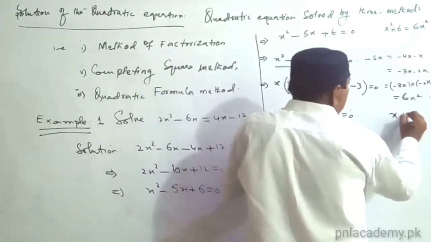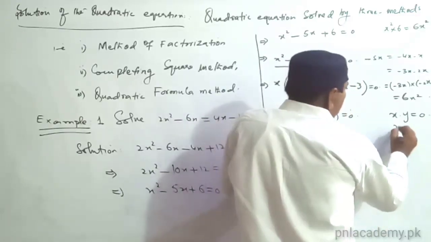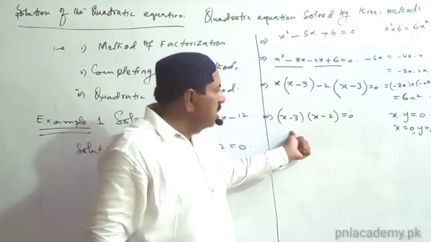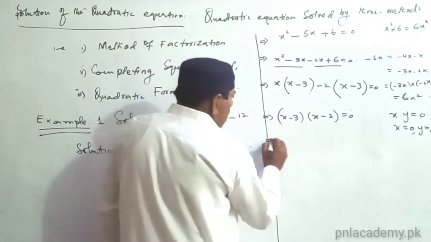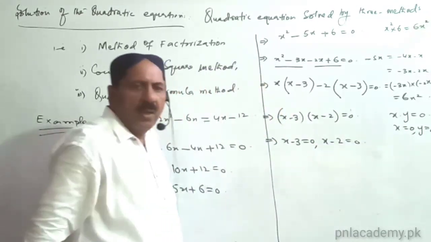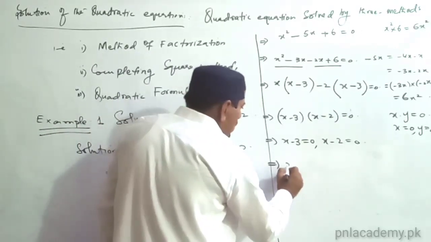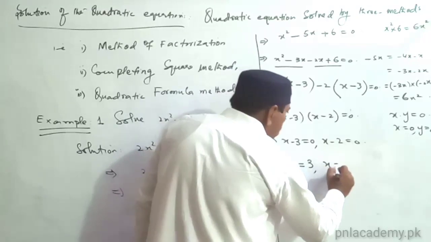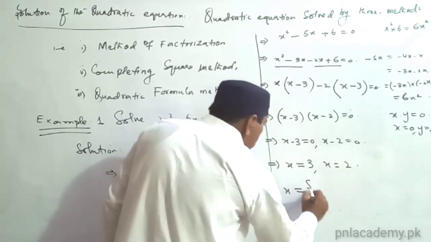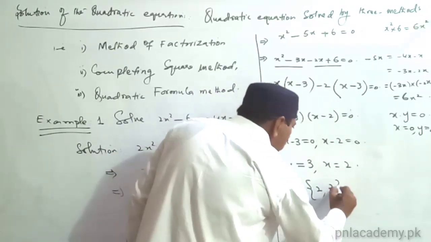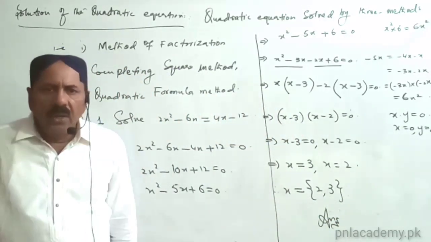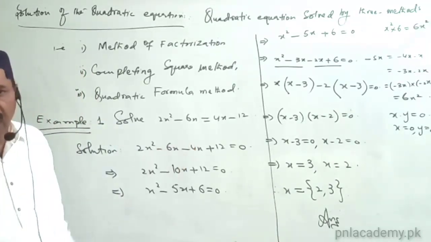It means if x and y multiplied is equal to 0, then either x is equal to 0 or y is equal to 0. Similarly, if the multiplication of x minus 3 and x minus 2 is equal to 0, we can say that x minus 3 is equal to 0, and also x minus 2 is equal to 0. If we take the pure value of x, x is equal to 3 and x is equal to 2. So therefore, the solution of the quadratic equation is x is equal to 2 comma 3. This is our answer. So how can we check whether the answer is true or not?